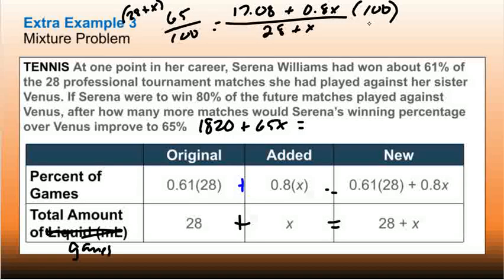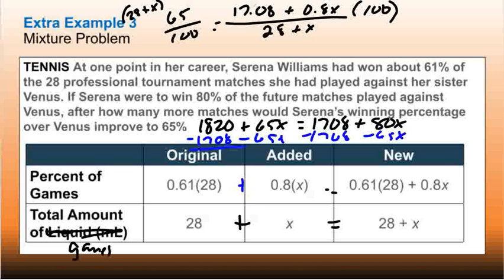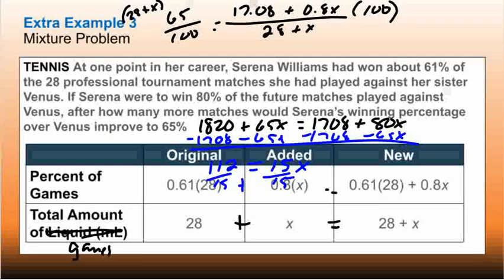So I will have 1708 plus 80x, going to subtract 65x, and then subtract 1708. Now 1820 minus 1708 gives us 112. So let me put that here. 112 equaling, this will give us 15x. Divide by 15. 112 divided by 15 will give us 7.4.